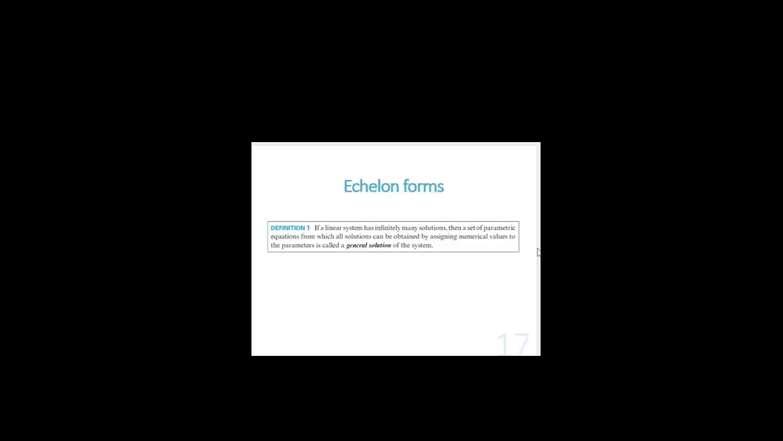So here's why you would want to do it, right? You get through all those row operations, boom, boom, boom, boom, boom. You know what all of your different variables equal. So here, just wanted you to realize definition. This is an important definition.